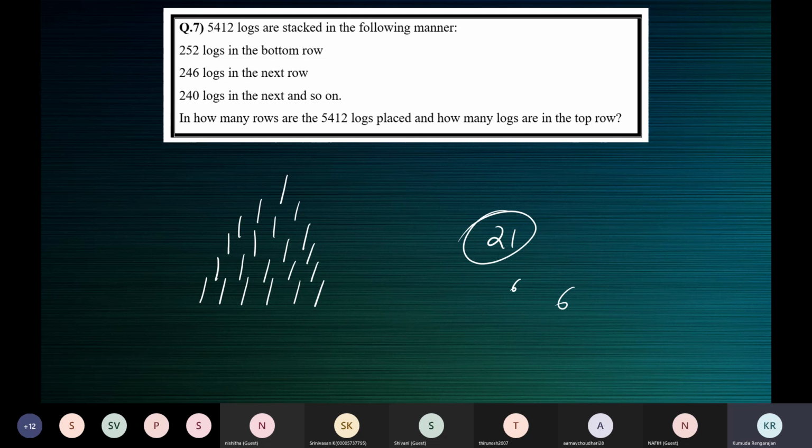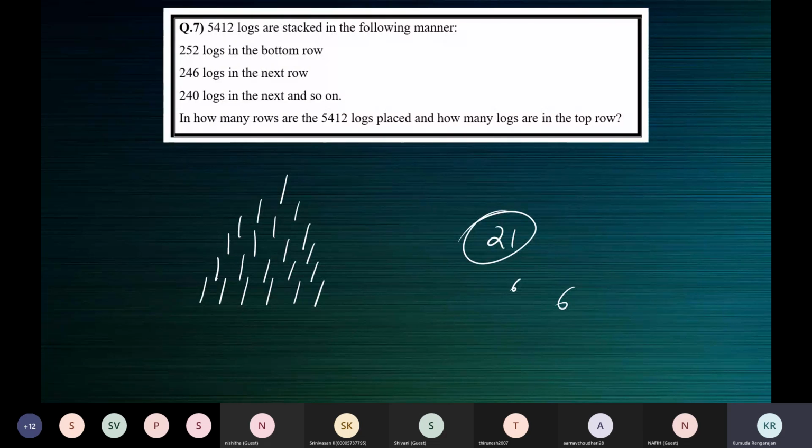So in this arrangement, we have made 6 rows with 1 log at the top row. Now here, you start arranging 252 logs in the bottom row, then 246, then 240, then over that will be 234, then it will be 228. So how long will you go like this? Till you're done with all the logs.